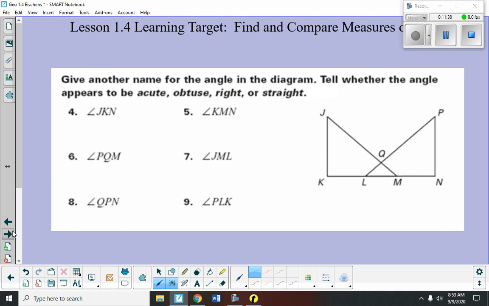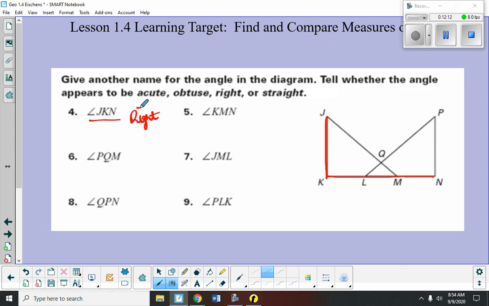All right, next we're going to do a few problems here. It says, give another name for the angle in the diagram. Tell whether the angle appears to be acute, obtuse, right, or straight. So the first thing you want to do is identify the angle. Angle JKN, so from J to K to N. Well, it appears to be a right angle. Now, we would never say that it is a right angle unless we actually measured it and saw that it was 90 degrees. Okay, it appears to be a right angle.